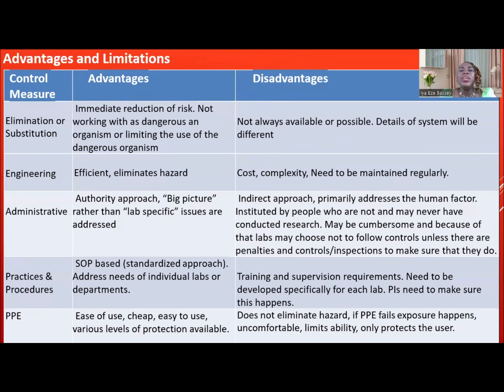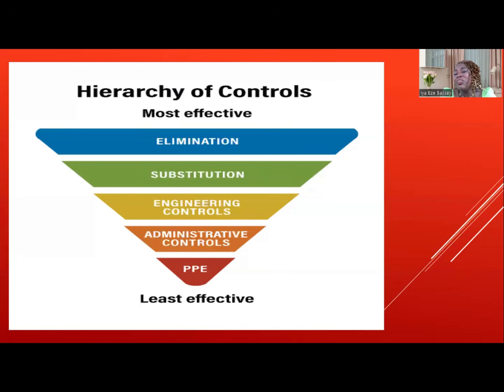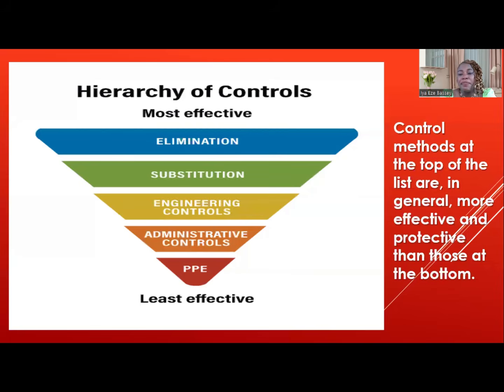All right, so this brings us to the question of the hierarchy of controls. You would find out that the top ranking ones are much more effective than the lower ranking ones. So going from elimination, substitution, engineering controls, administrative controls, your practices and procedures, and your PPE, you will find that the PPE is least effective while elimination and substitution is most effective.